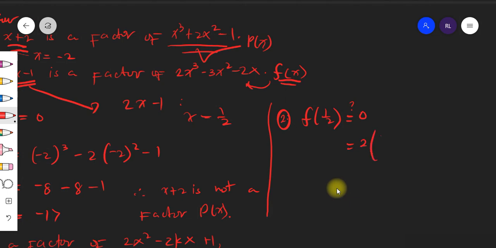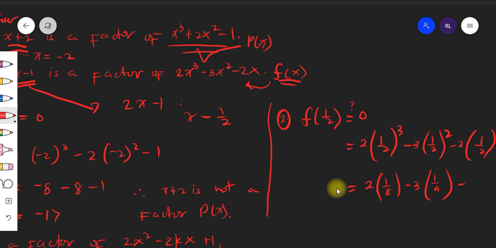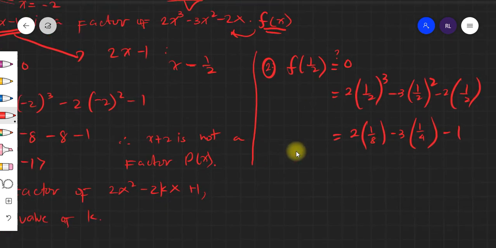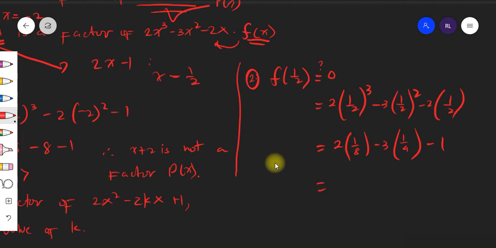We have 2 times 1 half cubed minus 3 times 1 half squared minus 2 times 1 half. So we have 2 times 1 half raised to 3, which is 1/8, minus 3 times 1 half raised to 2, which is 1/4. Then twice 1 half is actually 1. Then we'll have 1/4 minus 3/4 minus 1.